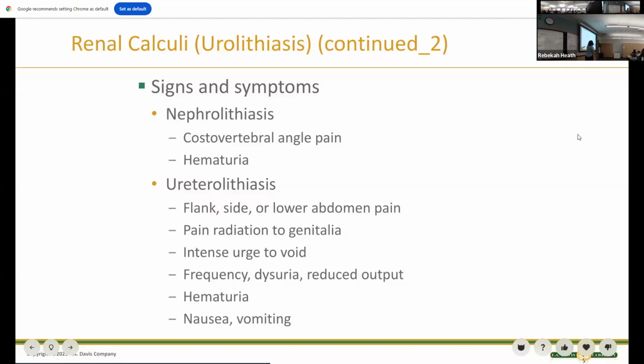So with these guys, they get this intense urge to void. Their body is telling them, get this out, I have a blockage. They feel like they need to pee. So oftentimes they're like, I feel like I need to pee, but I don't have anything left, or they're not able to pass anything. They have a lot of frequency, right? They're trying to pee a lot. It's painful. They might have bleeding in there, same thing, from the inflammation that's causing the bleeding. And specifically when the stones are in the ureters, they get nausea and vomiting.